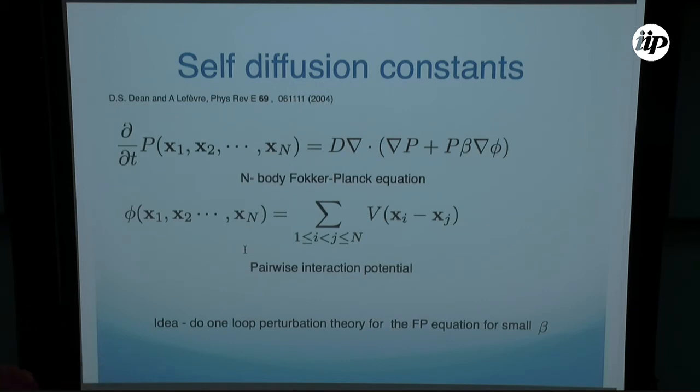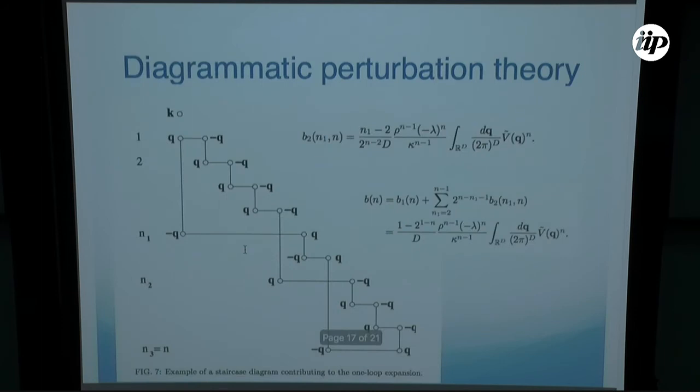So the idea was to do one-loop perturbation theory. I was quite young, and my student was quite young, and we thought this was a good idea until we started working out the diagrammatic perturbation theory. In your Feynman diagrams, if you have a one-loop diagram, you only have one momentum flowing through it. And you can actually do this for this interacting particle system.